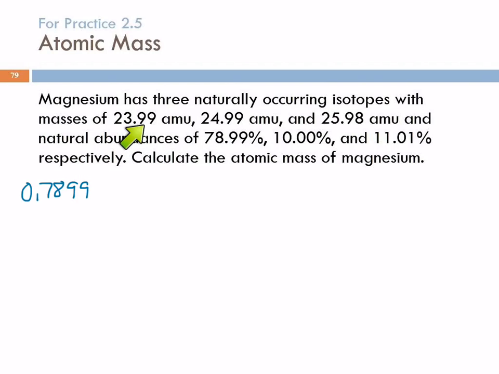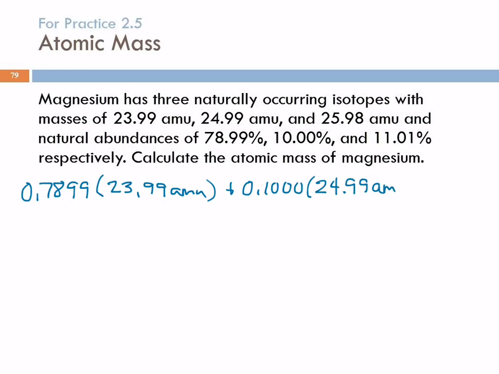So this percentage applies to the first one, times 23.99 AMU. Then I'm going to add the decimal equivalent of 10% times the mass of the second one, and then the decimal equivalent of 11.01%, 0.1101, times the mass of that last one, 25.98.